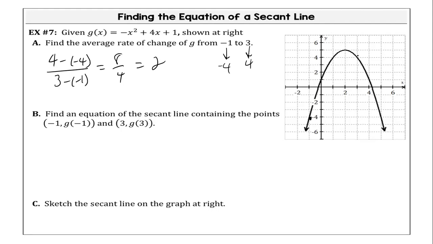Verifying graphically, I'm at -1, -4. I'm at 3, 4. And I'm asking, how can I get from here to there? That's your rise over run, your average rate of change. So we're going 1, 2, 3, 4, 5, 6, 7, 8. I went up 8. 1, 2, 3, 4. I went over 4. 8 over 4 equals 2. Do you see how we verified that graphically?